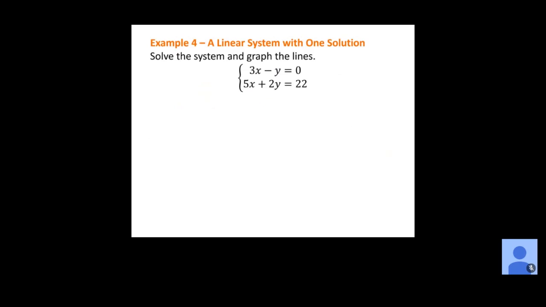All right, so we want to solve the system and graph the lines here so that we can see what the solution is. Now, it doesn't matter what method we use. So I'm going to use elimination here just so we can get an idea of how this would work if the variables don't already match up.